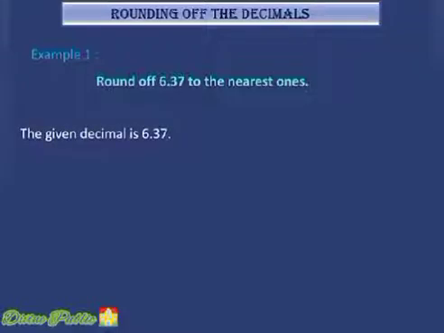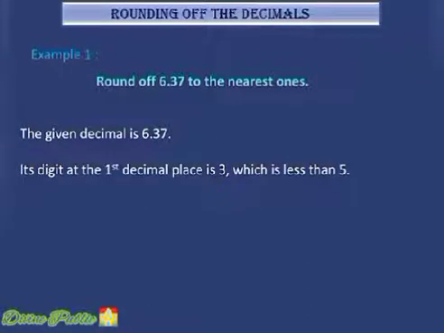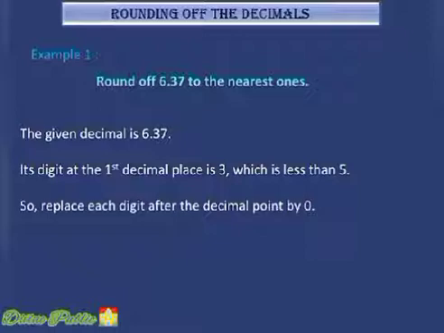Now let us see some examples. Round off 6.37 to the nearest ones. The given decimal is 6.37. Its digit at the first decimal place is 3, which is less than 5. So replace each digit after the decimal point by 0. Therefore, rounded number is equal to 6.00.